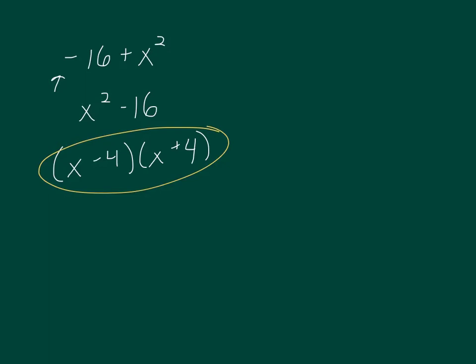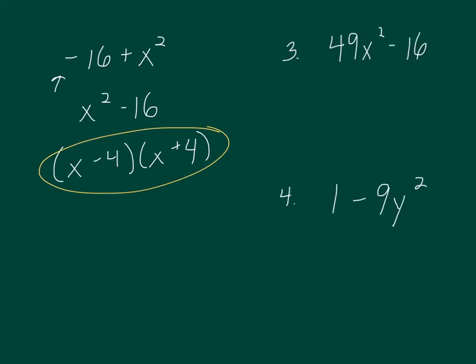I'm going to give you two problems to copy down. Once they're there, hit pause. Don't hit play until you've solved them. Please try solving 49x squared minus 16 and factoring 1 minus 9y squared. Please hit pause now.